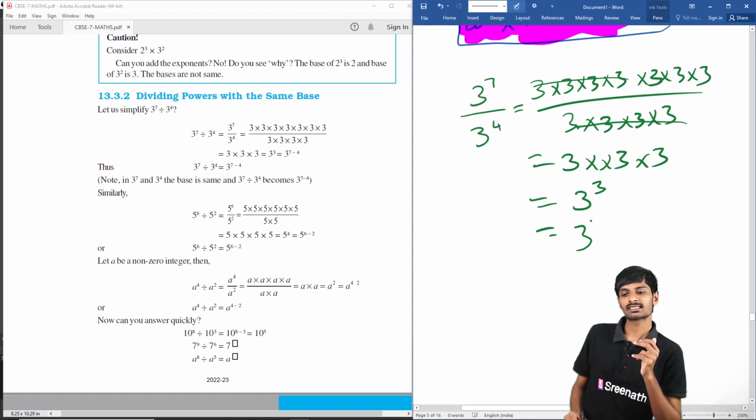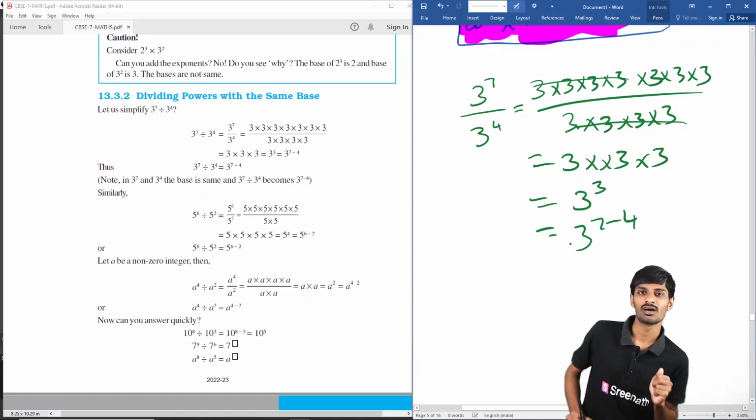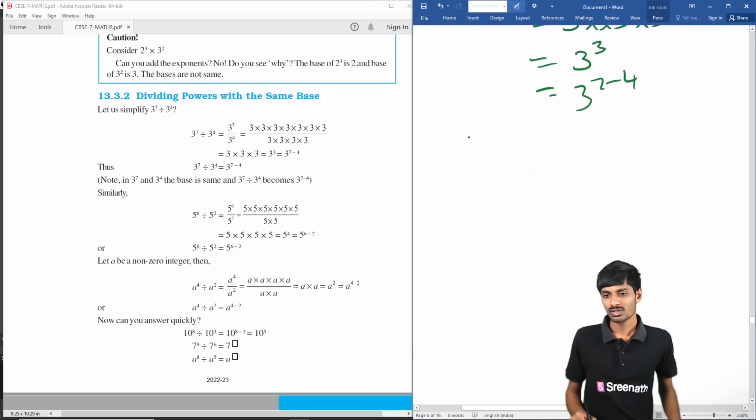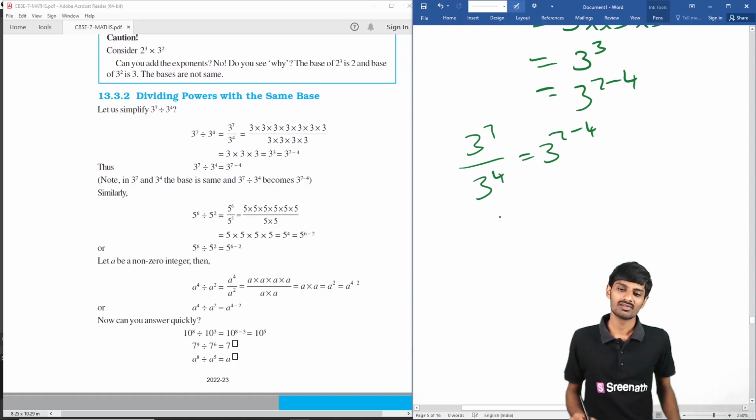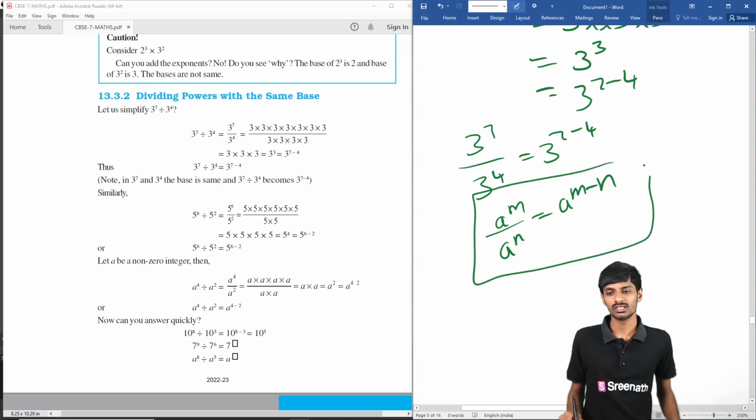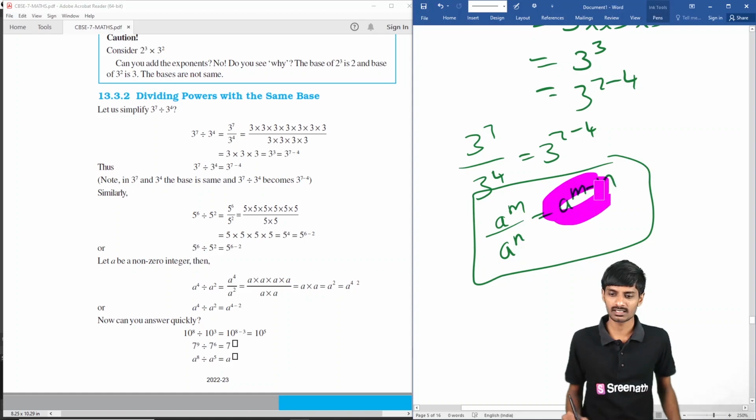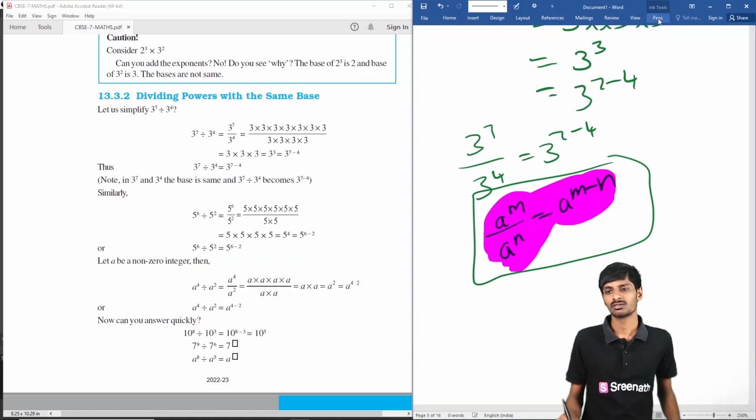So how can you write the 3 cube? You can write it as 7 minus 4. So 3 power 7 divided by 3 power 4 is simply 3 power 7 minus 4, which is a power m by a power n is equal to a power m minus n. So it is another beautiful exponent result, students. Okay, you can use it also. So you can apply it to anything.